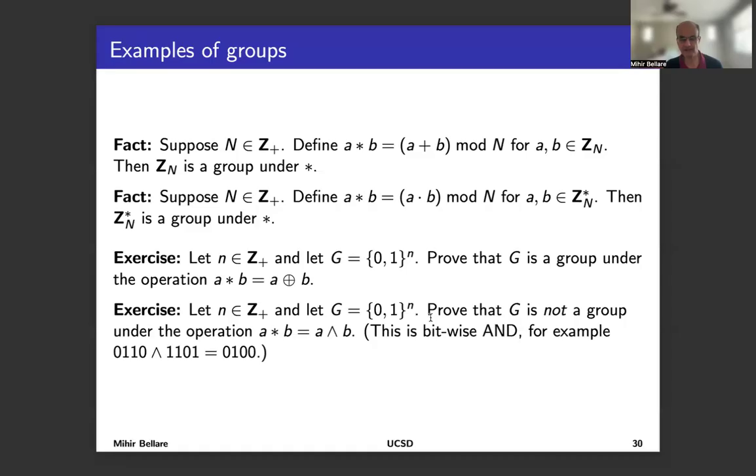That's not the only example of groups. You can get groups, for example, working over strings. G could be the set of binary strings of length n, and define the operation as bitwise XOR, and you can check the group axioms are true. You might note that it's important that it's XOR. If I change the operation to a bitwise AND, you will no longer have a group.